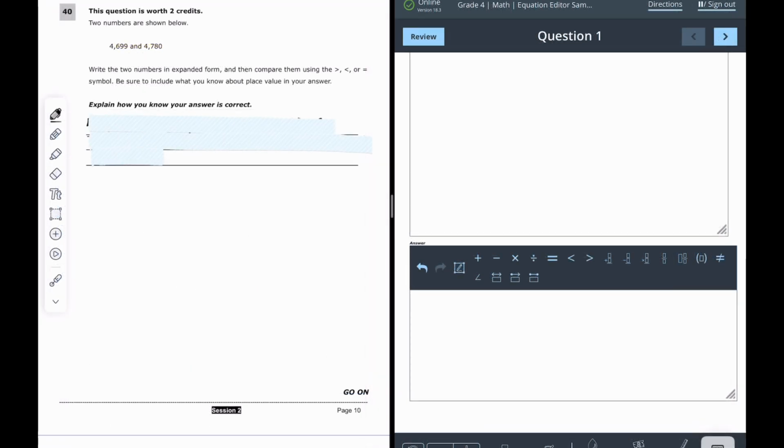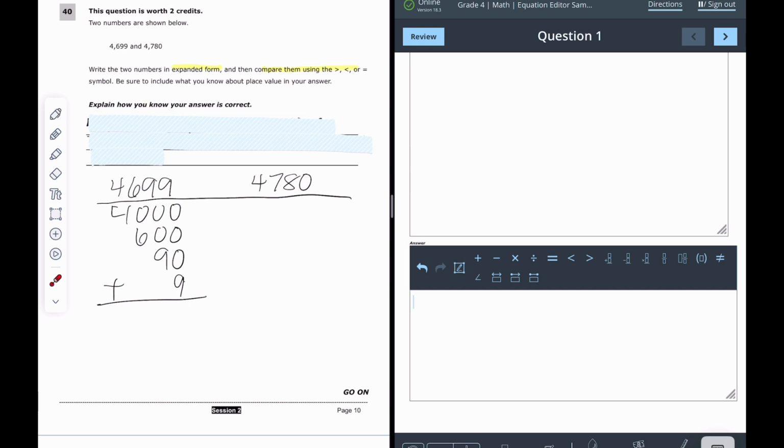Here's another 2-point problem. You have two numbers shown below, 4,699 and 4,780. Write the two numbers in expanded form. So I'm going to expand them and then compare them using my symbols. Be sure to include what you know about place value in your answer. Okie dokie. So I'm going to just use this stacking method to stack my numbers. So I know that I have on this side 4,000 plus 600 plus 90 plus 9.